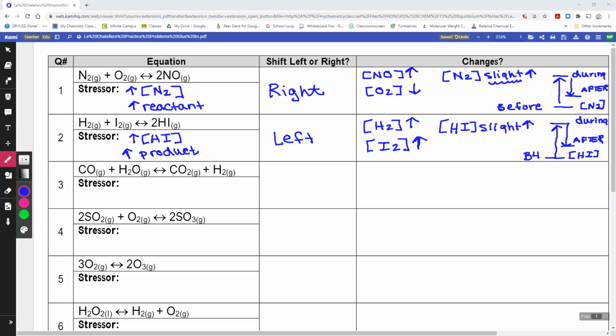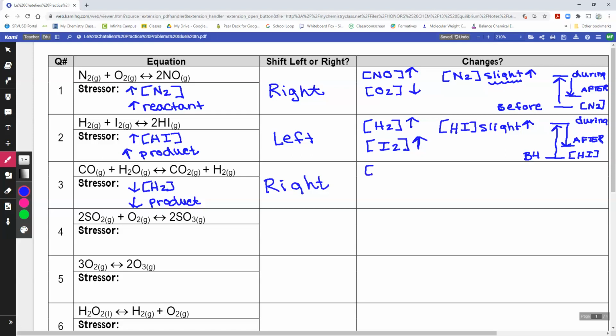Next, this time let's have the stressor be taking something away. Let's decrease the concentration of hydrogen. This time we are decreasing a product. If I take some of this away, I'm going to have to make more of it. In order to make more of it, I need to shift and proceed to the right. So let's look at how things change.